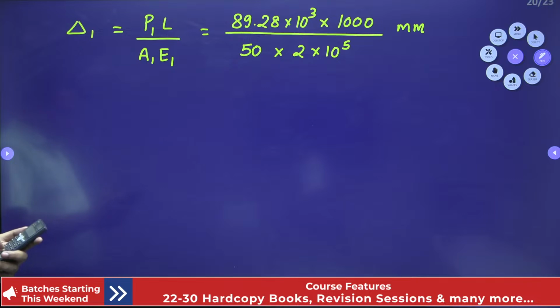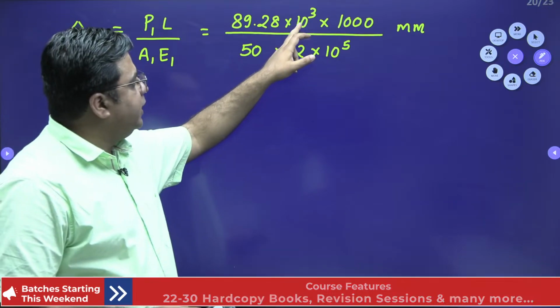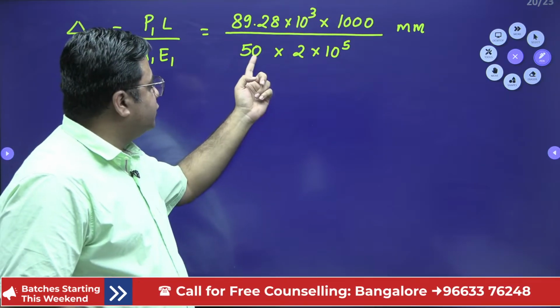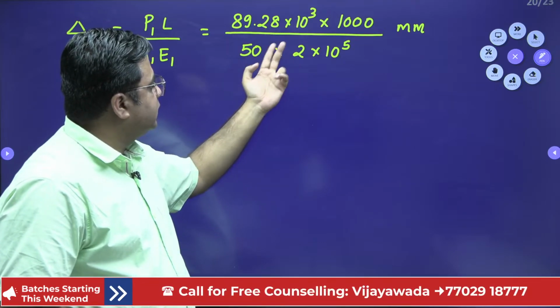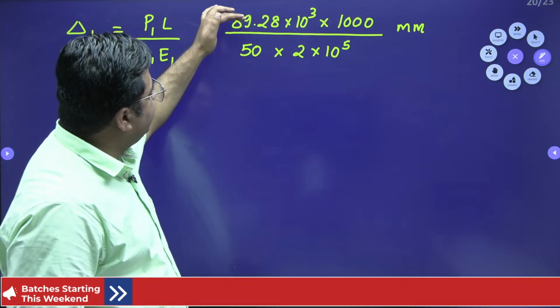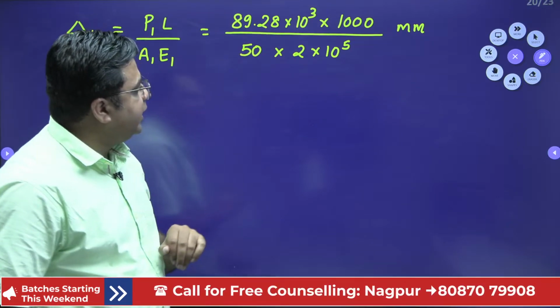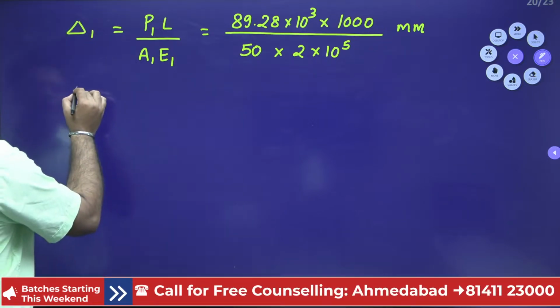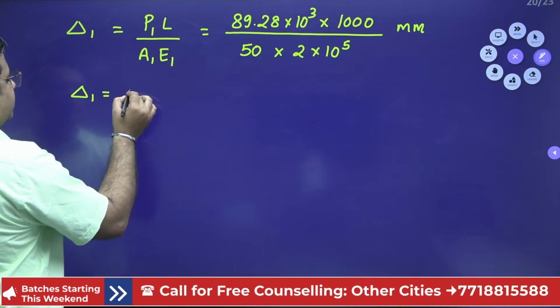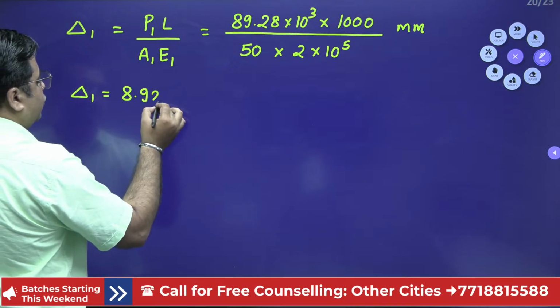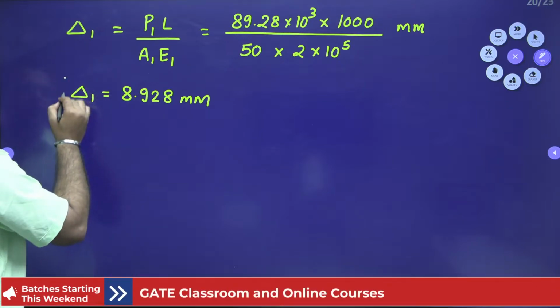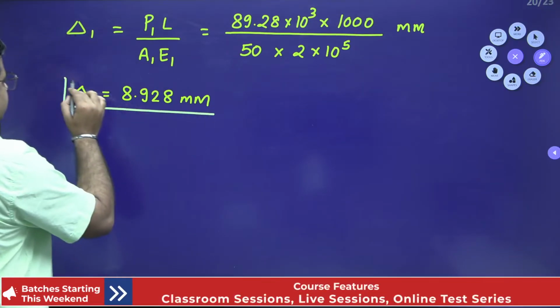So this is 89.28. So this is 10 raised to power 3 and 10 raised to power 3. This is 10 raised to power 6. This is also 10 raised to power 6. 5 plus 1, 6. So these two cancel out. So you have 89.28 divided by 10. So this comes out to be 8.928 mm. So delta 1 comes out to be 8.928 mm. This is your net deformation for first member.